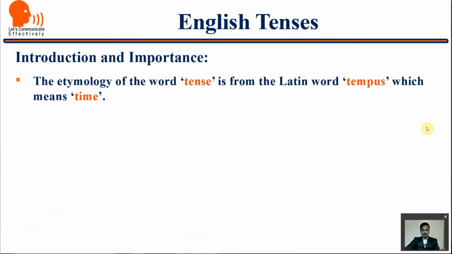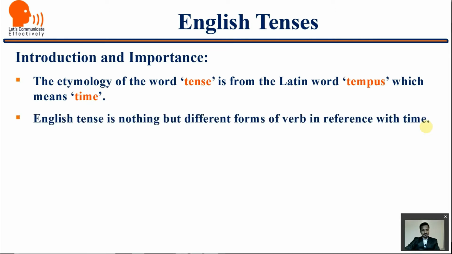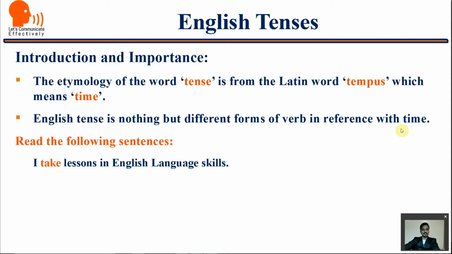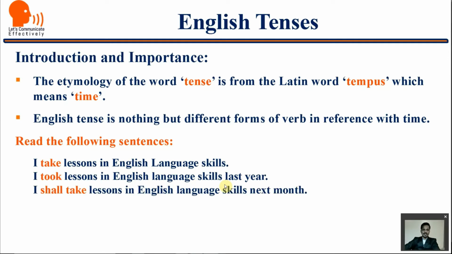English tenses. The etymology of the word tense is from the Latin word tempus, which means time. English tense is nothing but different forms of verb in reference with time. So how a verb performs, which form it takes with reference to time is nothing but tense, and that is applicable to any language. Now read the following sentences. I take lessons in English language skills. I took lessons in English language skills last year, and I shall take lessons in English language skills next month.